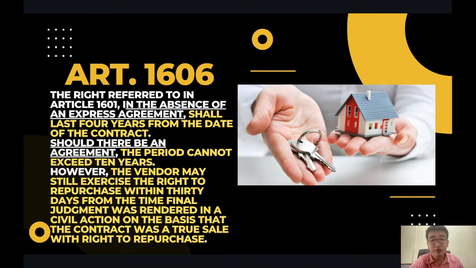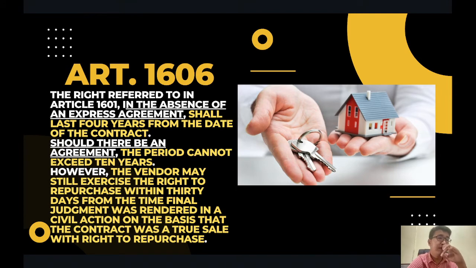However, the vendor may still exercise the right to repurchase within 30 days from the time final judgment was rendered in the civil action on the basis that the contract was a true sale with right to repurchase. Meaning, di ba na-mention natin kanina, the remedy of the vendor is reformation. Okay? If it is declared that that contract is not an equitable mortgage, but rather it is a true sale with the right to repurchase, you still have 30 days from the final judgment in that reformation case to redeem or to exercise the property.